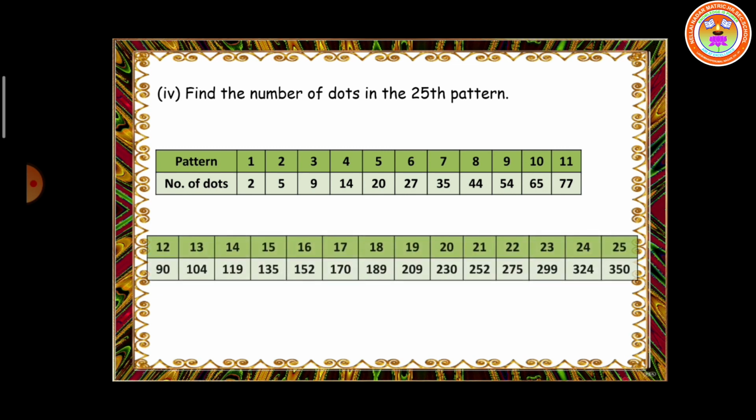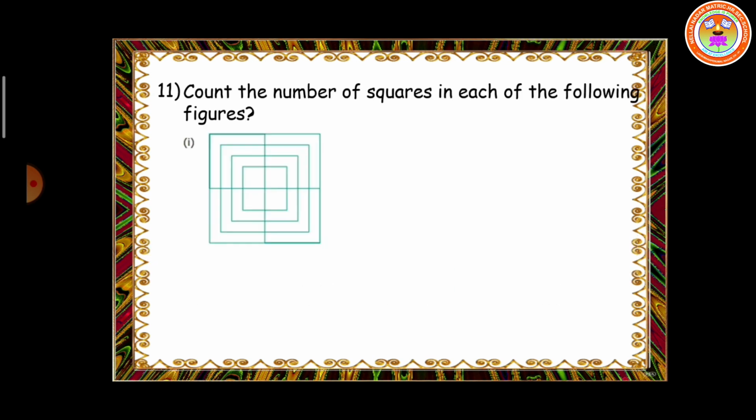Next, 12th pattern is 90, 104, 119, 135, 152, 170, 189, 209, 230, 252, 275, 299, 324, 350. 25th pattern is 350. Then the number of dots in the 25th figure is 350.